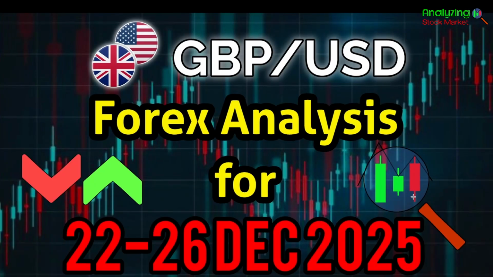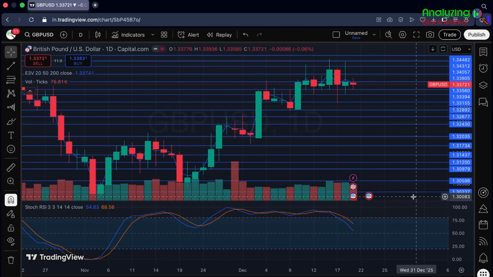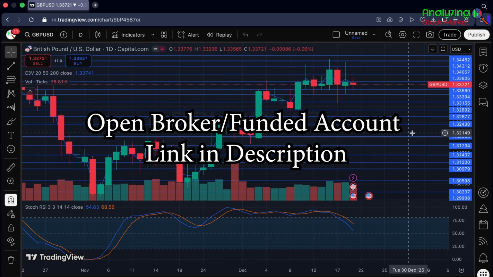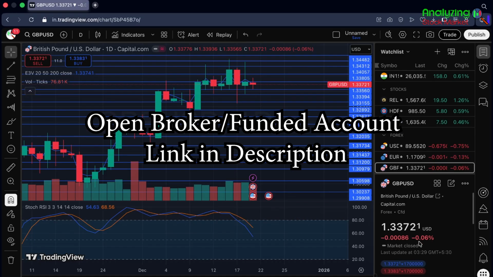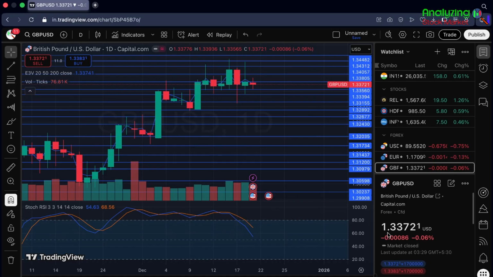So today we'll be talking about the GBP USD pair and we'll do the Forex analysis for 22nd to 26th December 2025. So let's go straight to our chart. First, let's see what happened in GBP USD on Friday. As you can see in the GBP USD pair, we can see a negative move of 0.06%, and 1.33721 was the closing on Friday.